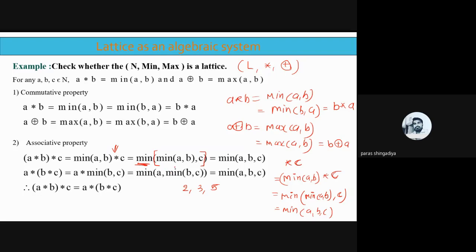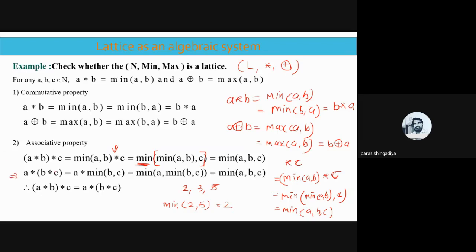So पहला आपको फाइंड करना है minimum of A B. तो minimum of A B क्या है? That is 2. Clear? And with C, which is 5, then afterwards find the minimum of 2 and 5. Answer क्या मिला आपको? That is 2. That is one part. Okay. And now let us solve the second part, the second side.